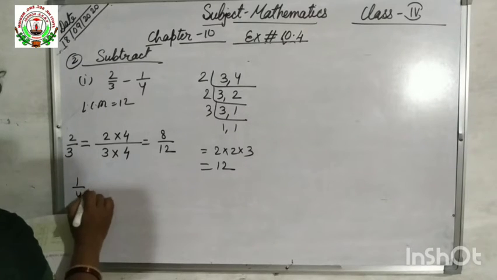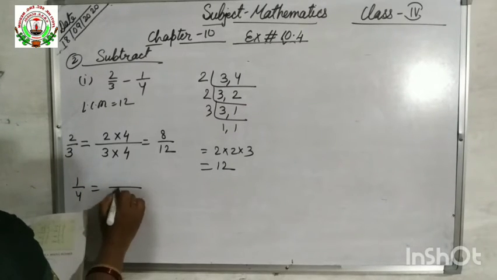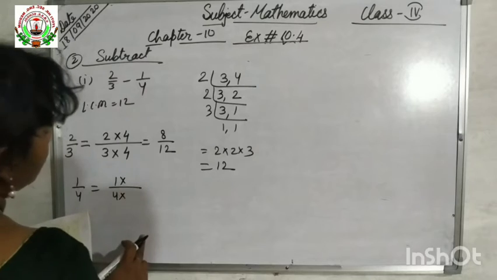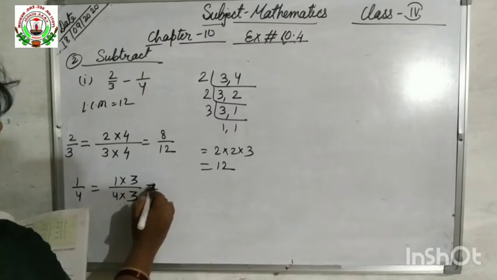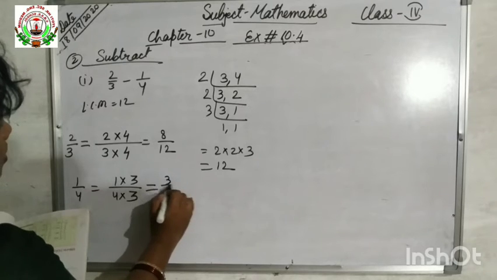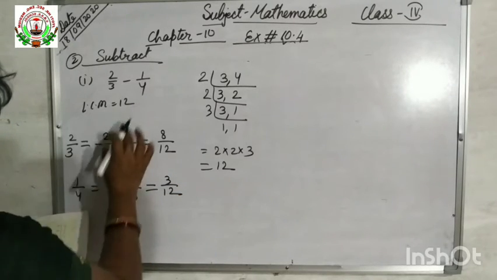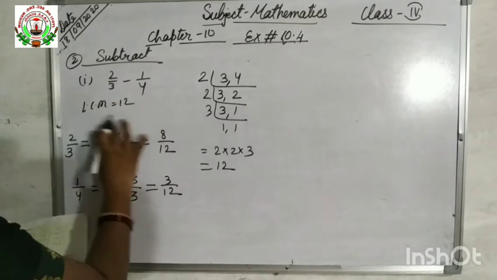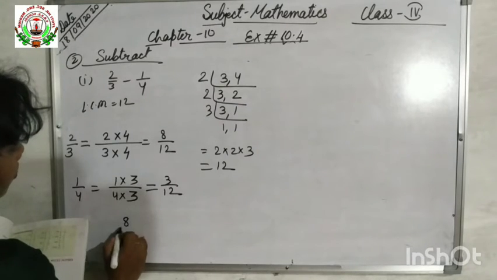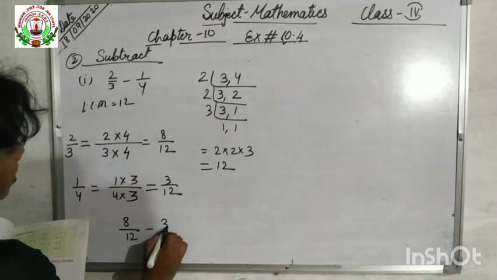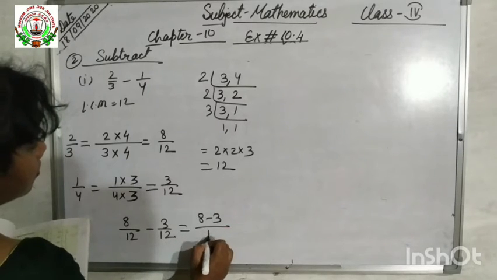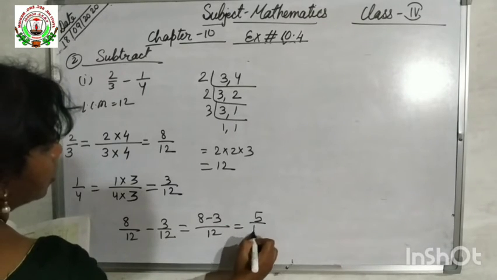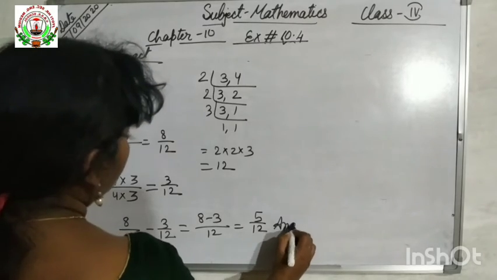Now again 1 by 4 is given. Now which number will you multiply? 4 times 1 is 4, 4 times 2 is 8, 4 times 3 is 12. 3 times 1 is 3, 4 times 3 is 12. Now these are the main fractions. What do we get after making the same denominator? 8 by 12 minus 3 by 12. 8 minus 3 is 5 by 12. So this is the answer.